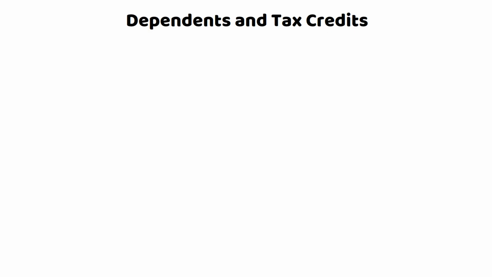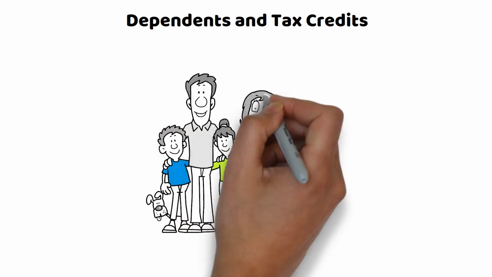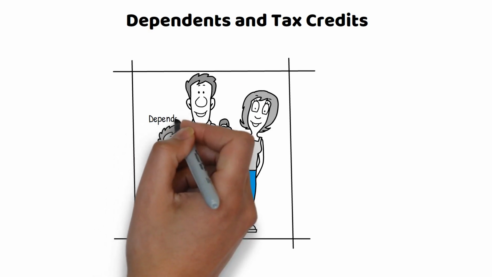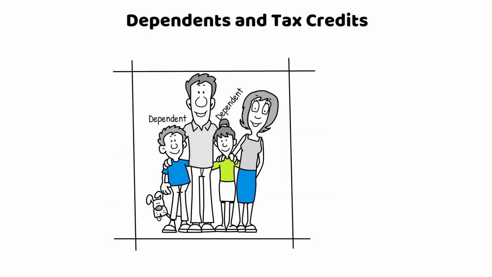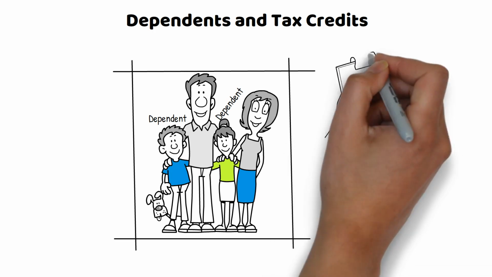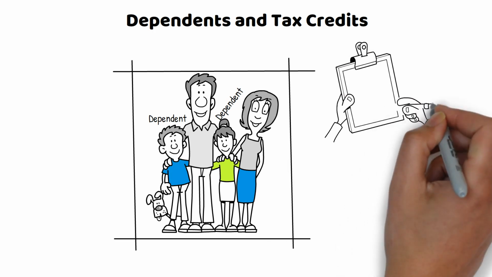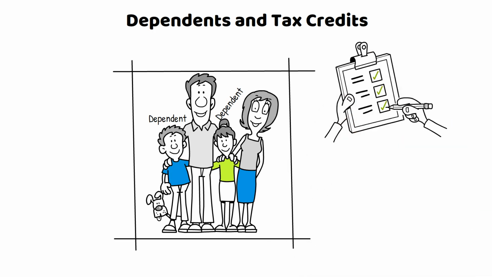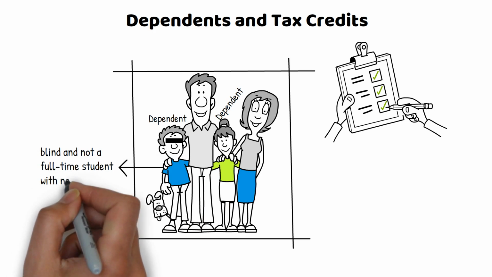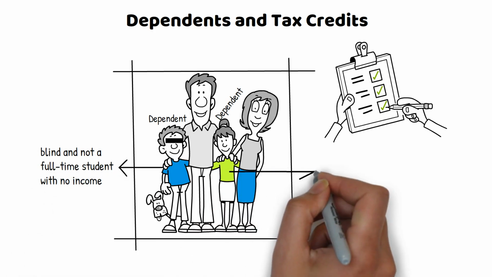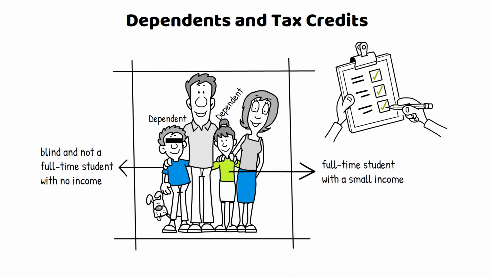Dependents and tax credits. Claiming dependents on a tax return can significantly impact a taxpayer's deductions and credits. In general, taxpayers can claim dependents if they provide substantial support to them, and the dependents meet certain criteria related to age, relationship, residency, and income. For example, in a scenario where a couple supports their adult children, one of whom is blind and not a full-time student with no income, and the other is a full-time student with a small income, the couple may be able to claim both as dependents under specific conditions set forth by the IRS.